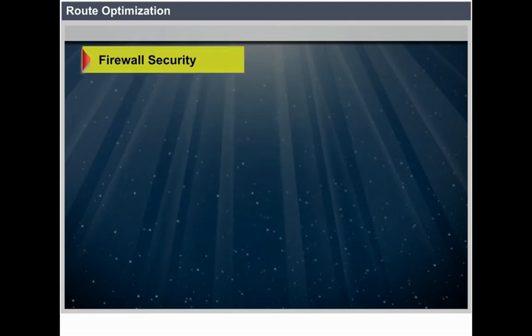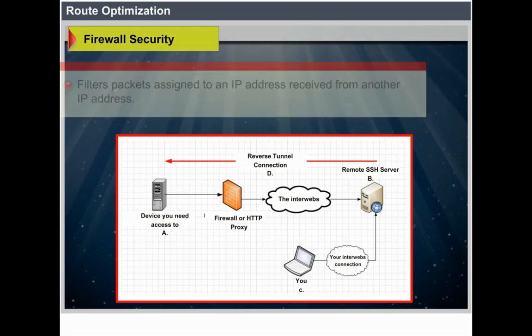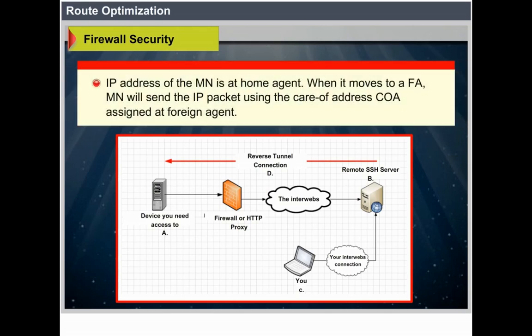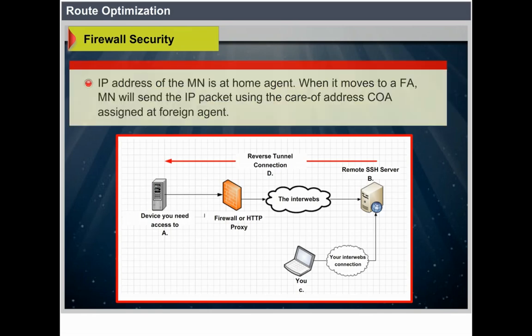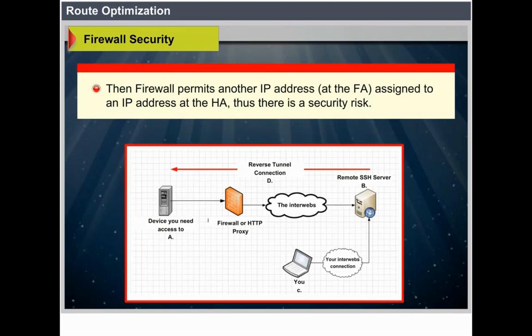Firewall security. Filters packets assigned to an IP address received from another IP address. IP address of the MN is at home agent. When it moves to a FA, MN sends the IP packet using the care of address COA assigned at foreign agent. Then, firewall permits another IP address at the FA assigned to an IP address at the HA. Thus, there is a security risk.